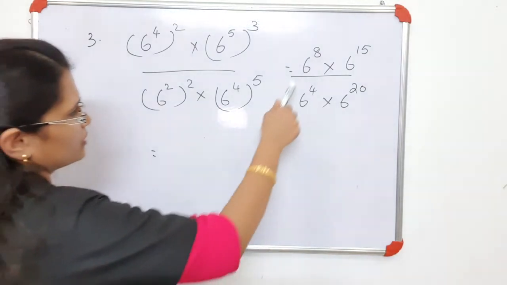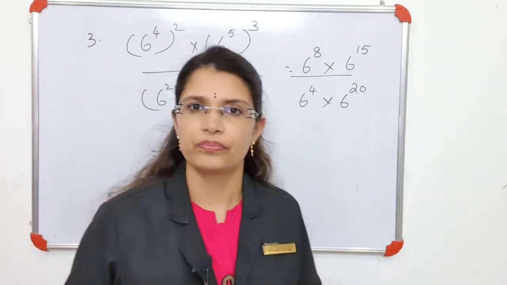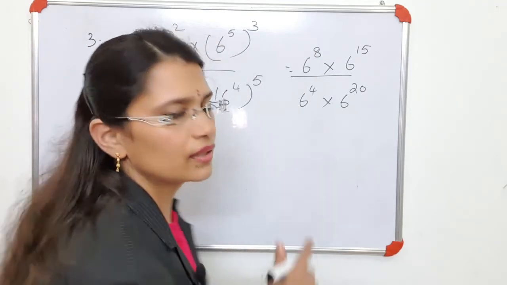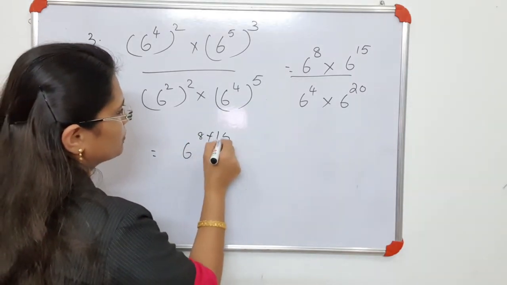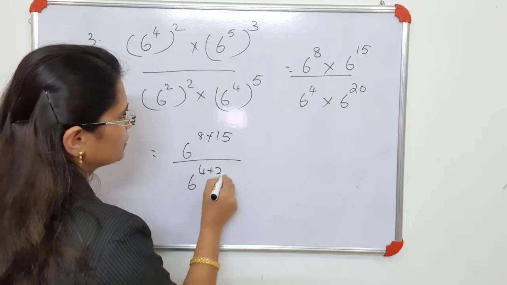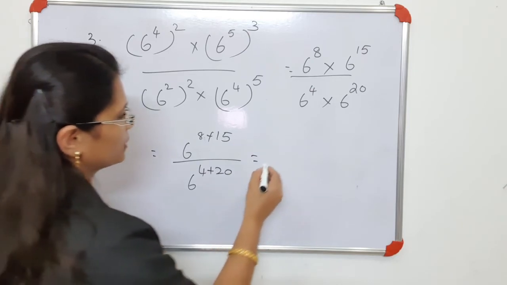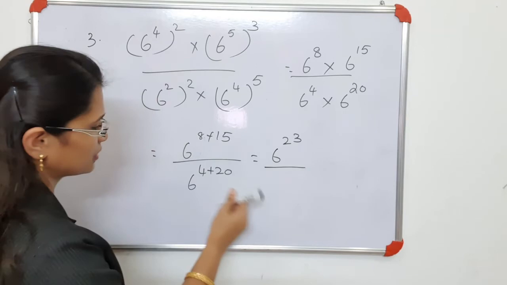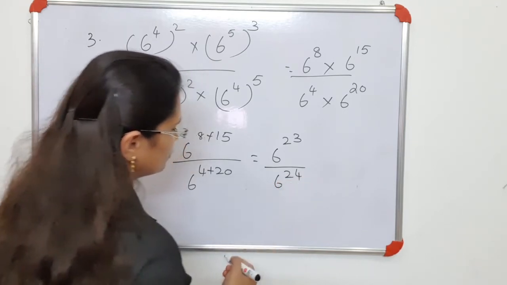It is equal to 6 raised to 8 into 6 raised to 15. x raised to m into x raised to n is equal to x raised to m plus n. So 6 raised to 8 plus 15 divided by 6 raised to 4 plus 20 is equal to, what is 8 plus 15? 8 plus 15 is equal to 6 raised to 23 divided by 6 raised to 20 plus 4 equal to 24. 6 raised to 24.